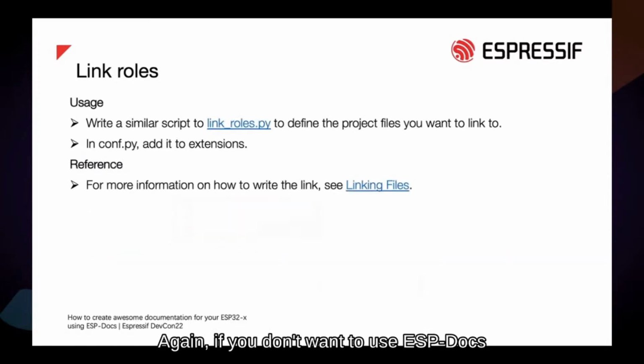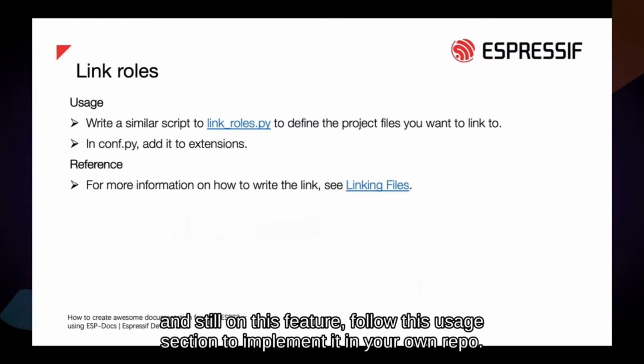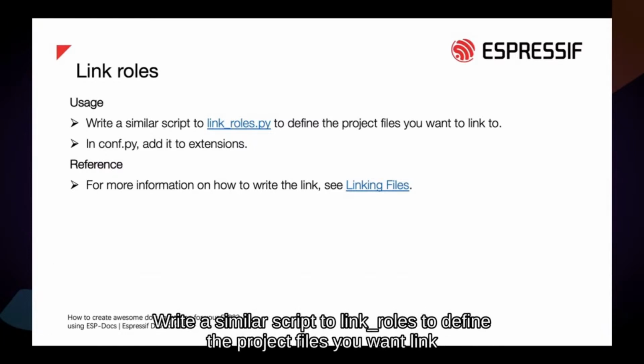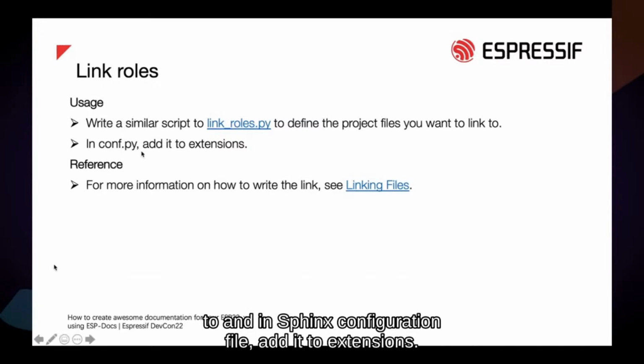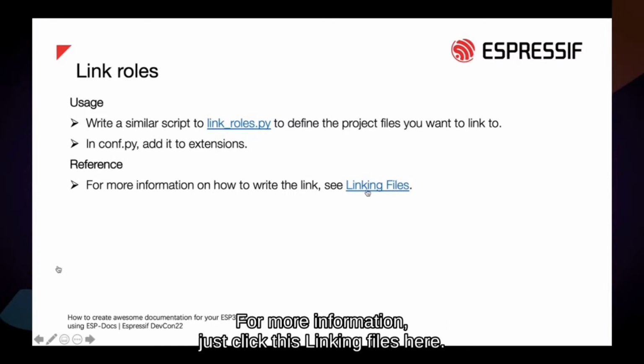Again, if you don't want to use ESP-Docs and still want this feature, follow this usage section to implement it in your own repo. Write a similar script, link rows, to define the project files you want to link to, and in the Sphinx configuration file, add it to extensions. For more information, just click this link here.